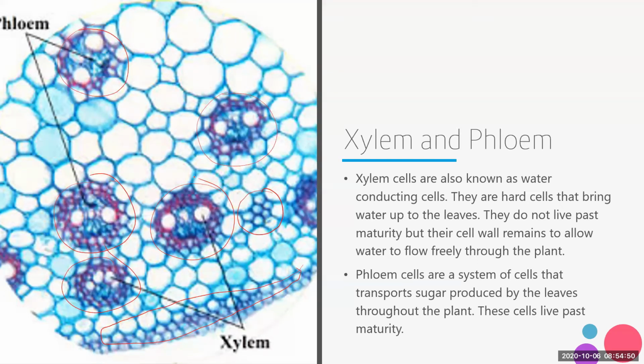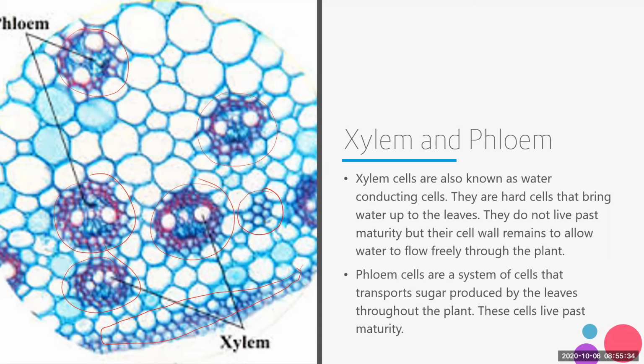So if animals have blood vessels, in plants they have xylem and phloem. The xylem and phloem vary in their shape, size, and their function. So xylem's main function is to conduct or transport water. Thus, they are also known as the water conducting cells. The xylem moves the water from the roots upward to the leaves, where it is needed to do photosynthesis.